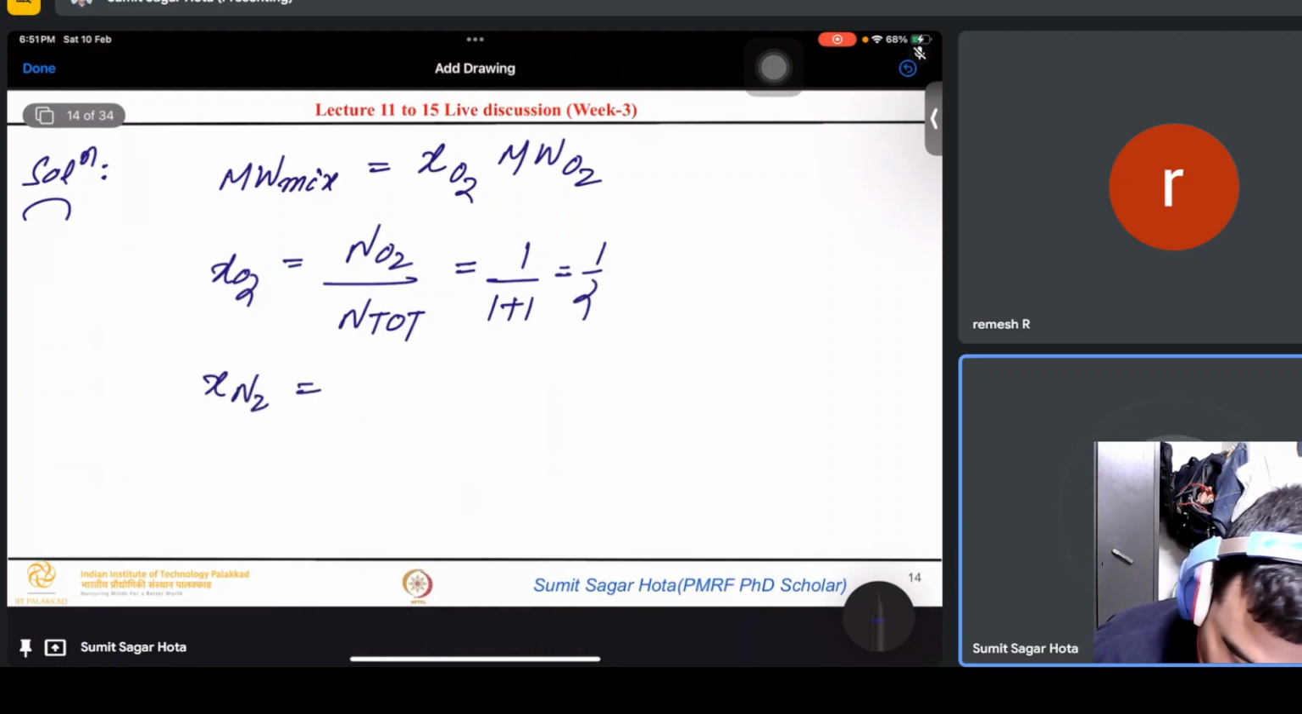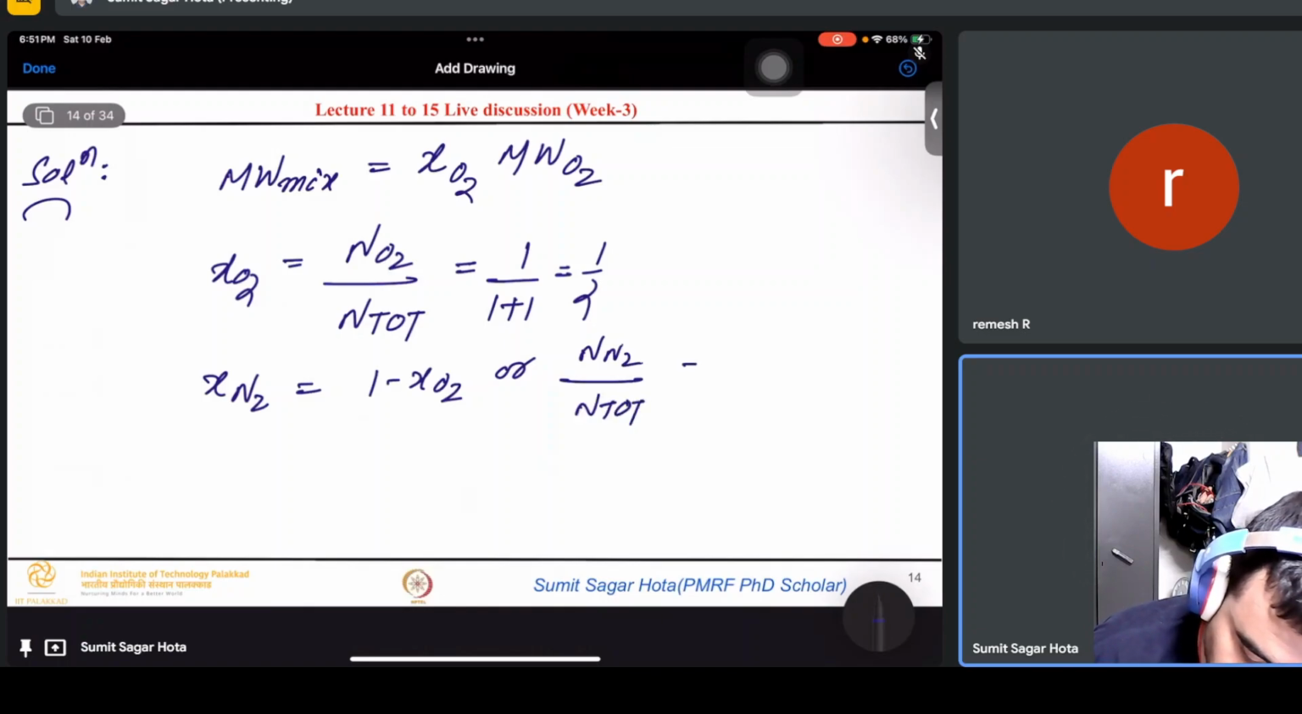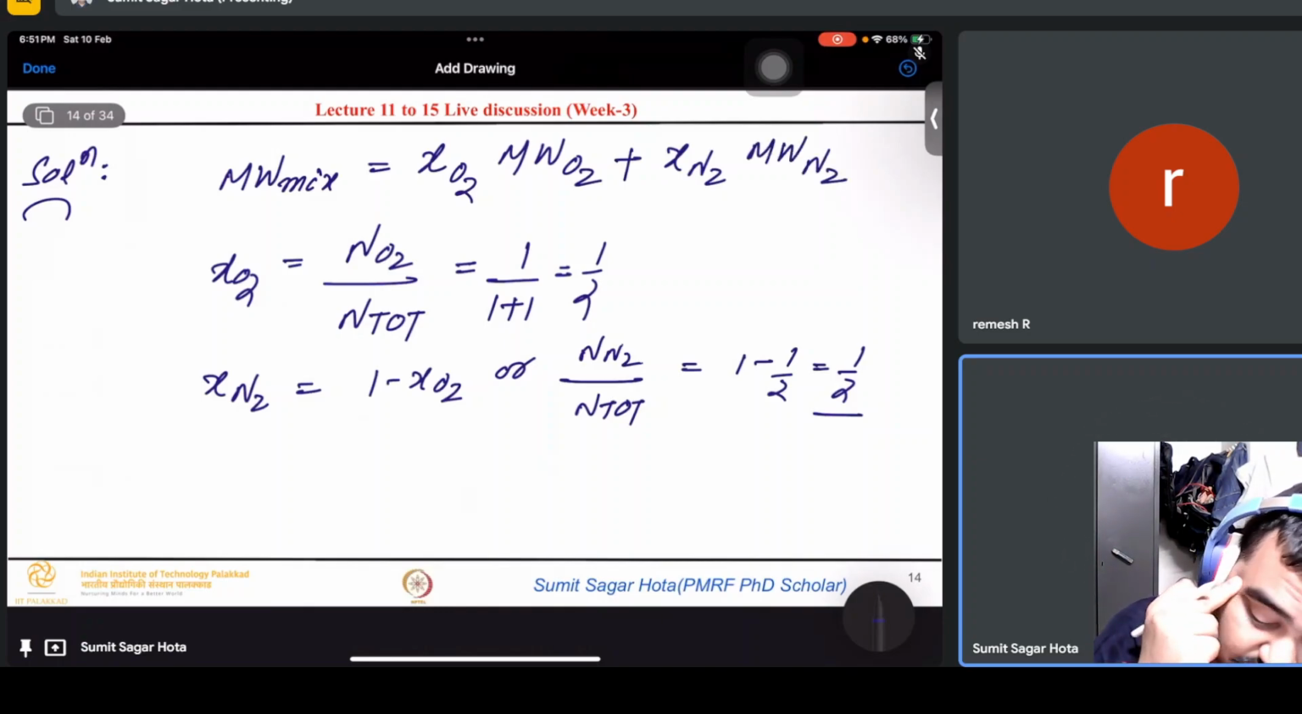If you want to find out x of N2, it is 1 minus x of O2, or n of N2 by n total. Both are included, so both will be taken care of. Now what we do, we substitute all these x of O2, x of N2 into the molecular weight of the mixture formula.